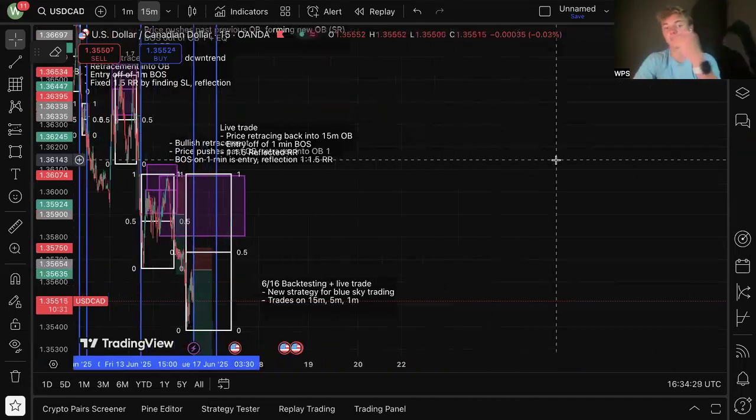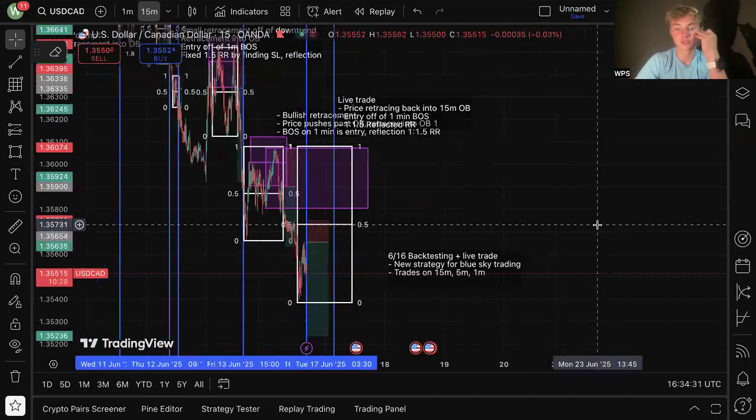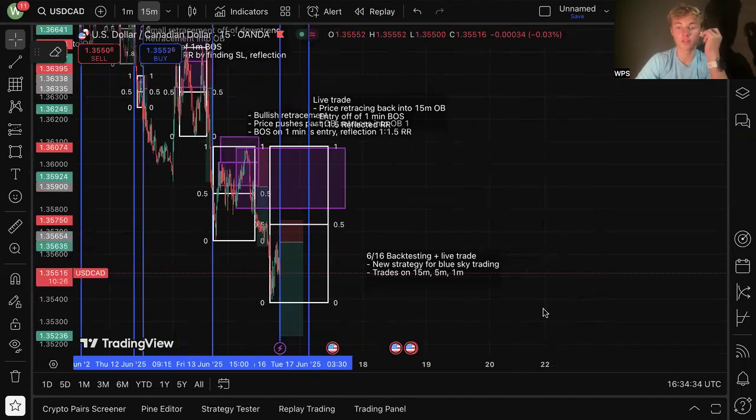Those are my five back tested trades, and that's the trade I'm currently looking at right now, and hopefully all goes well.